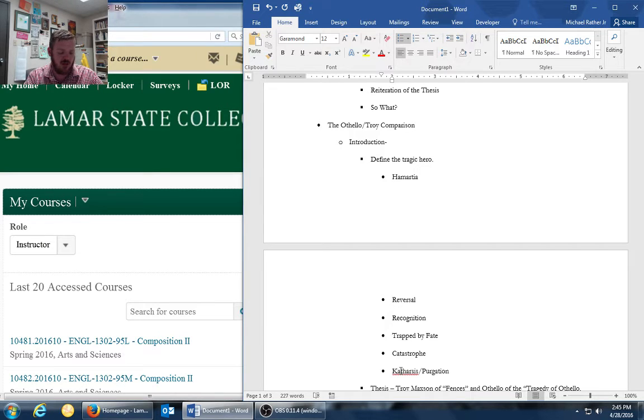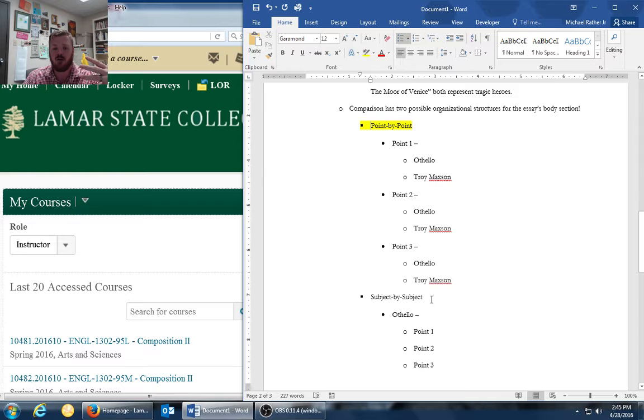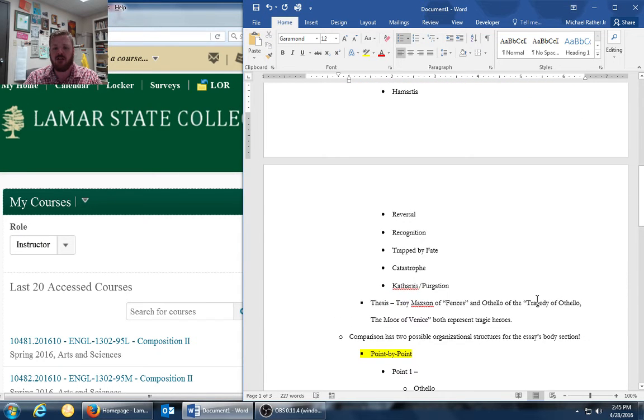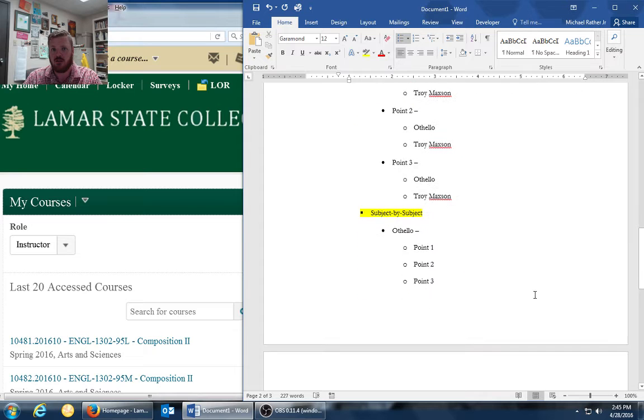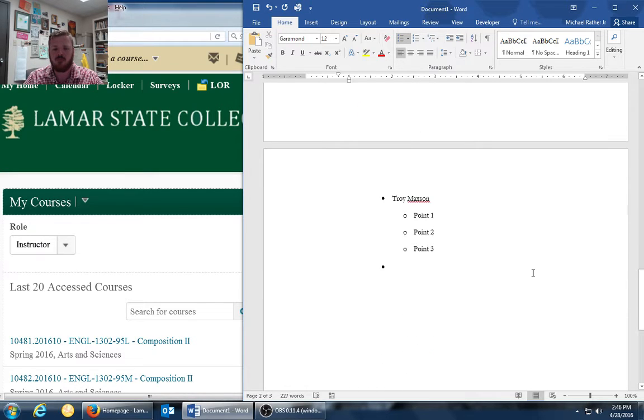Now, the next concept I want to discuss is this: after you have decided on some sort of body section organization, whether point by point or subject by subject, this is really you illustrating for me that you have done the reading, that you understand the reading, and that you understand how these two characters can fit a tragic hero, how they fit that traditional definition from Aristotle.